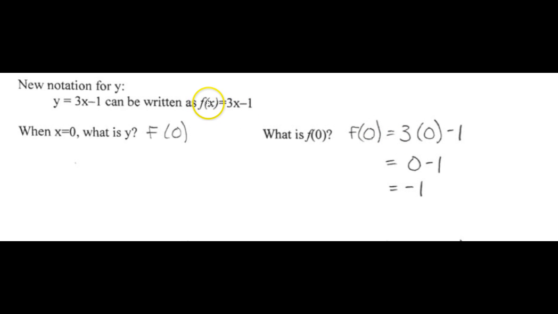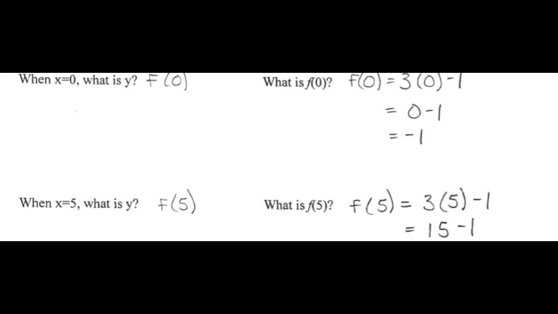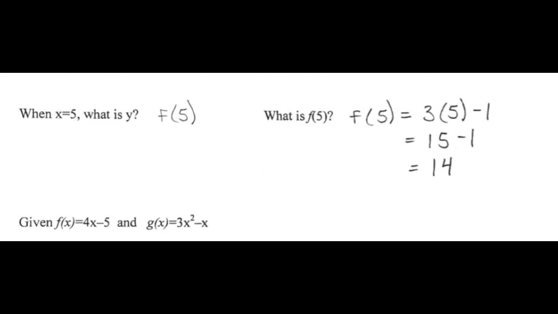Look at this. F of x. What happens to x? You multiply 3 times x minus 1. So what happens if 0 is in the parentheses? It's like fill in the blank. We have 3 times whatever's in the parentheses, 0, minus 1. 3 times 0 is 0 minus 1, which is just negative 1. So it becomes a fill-in-the-blank type of situation.